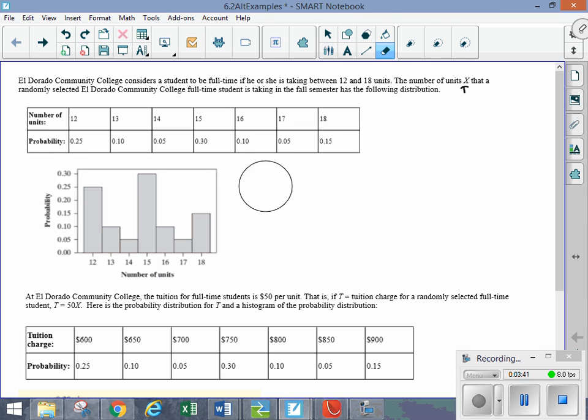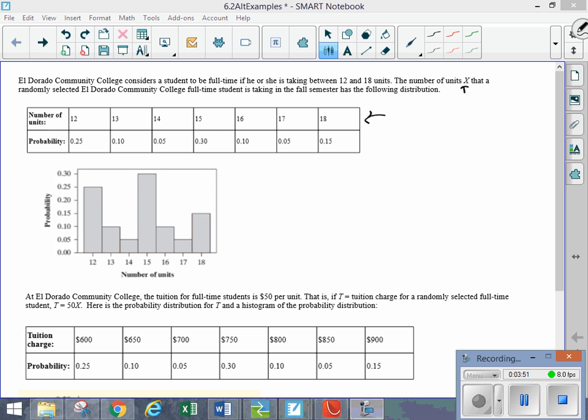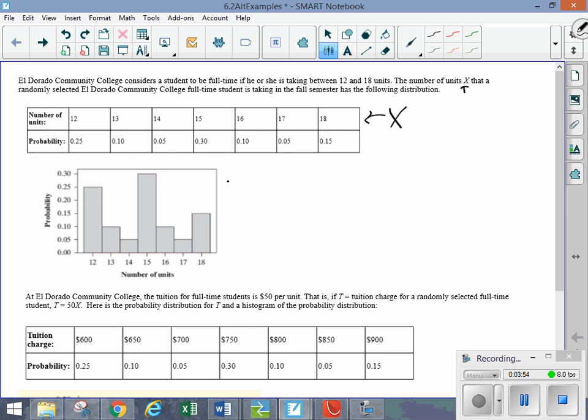I should have written this in a different place. I hope I have enough room. So this is our random variable x, and then the mean of our random variable x is going to be equal to each x, right? So it is the sum of each x times the probability of x.